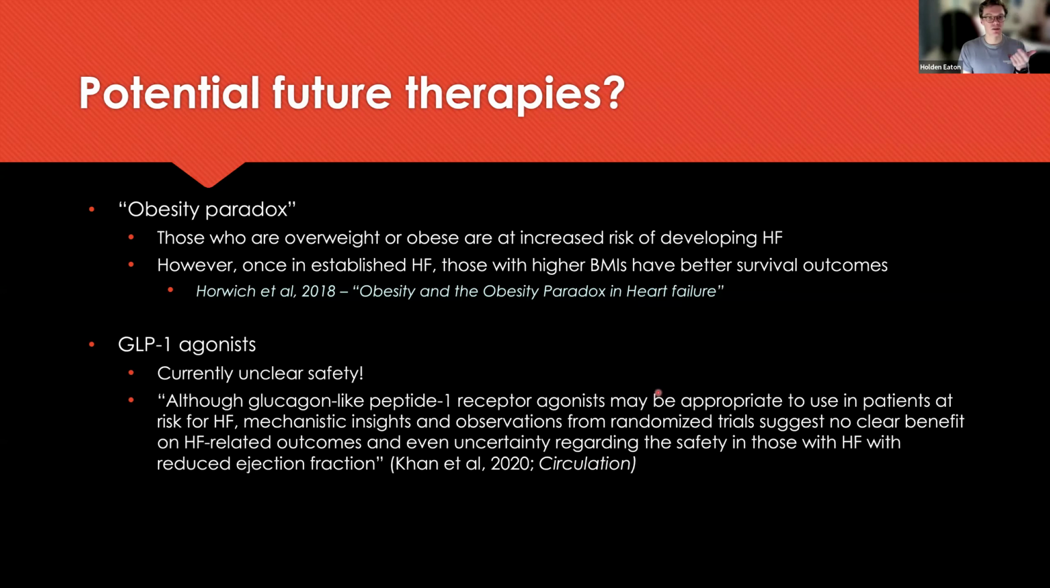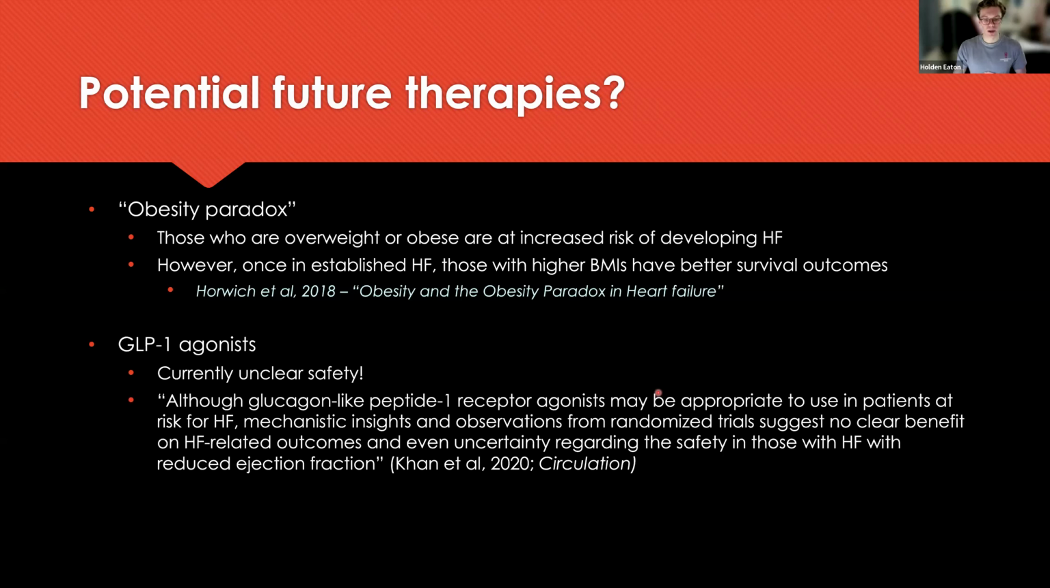And that ties into the second interesting point, which is that GLP-1 agonists are having a massive breakthrough at the moment. People are using them not only for diabetes treatment, but also for weight loss. And they are extremely popular in the US. You might have heard of them, Wegovy, I think is what it's called. But there's a bit of controversy as to whether or not we could use them in heart failure because of this obesity paradox we mentioned before.